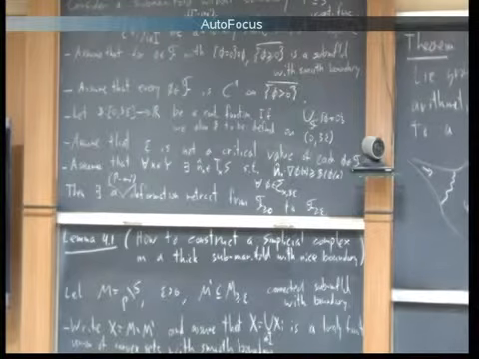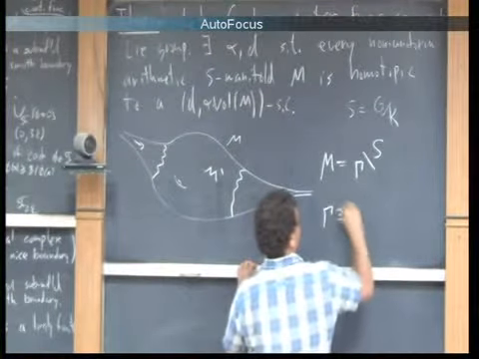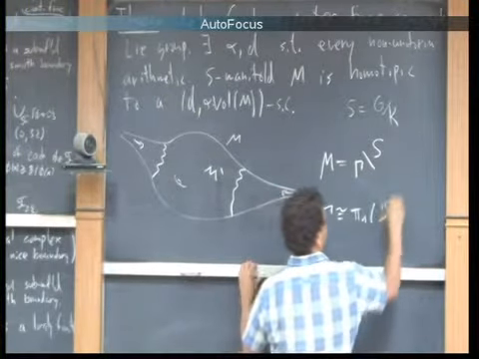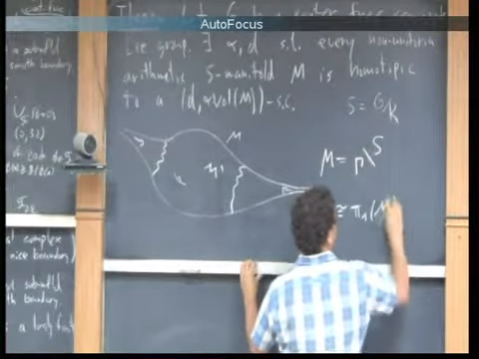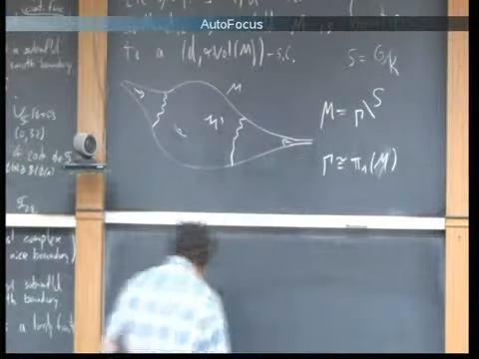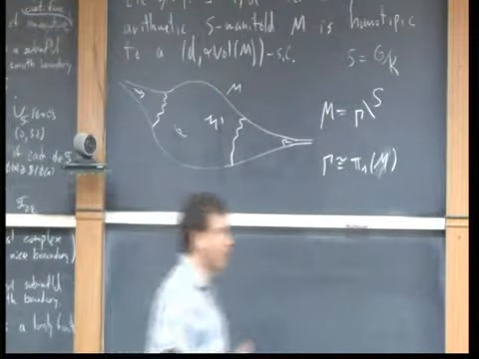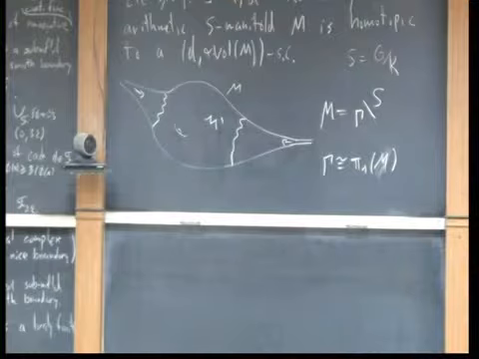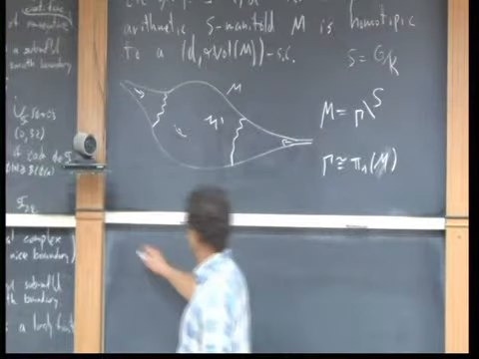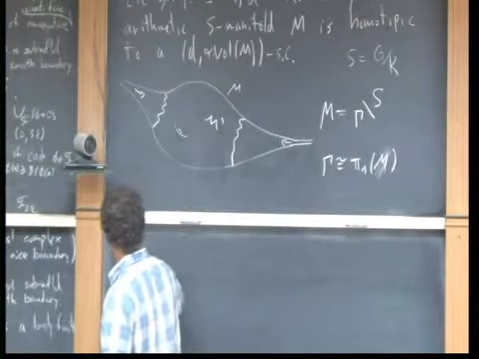So M is the manifold S mod gamma. Gamma is the fundamental group of M. So how are we going to do it? So here's the proof.